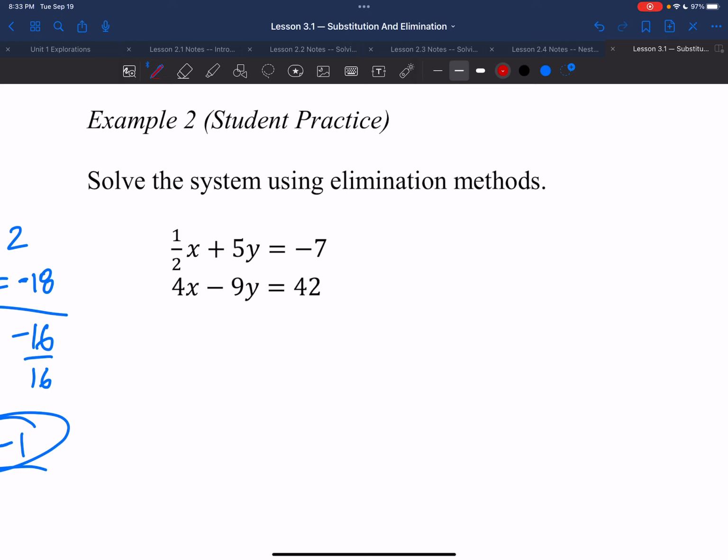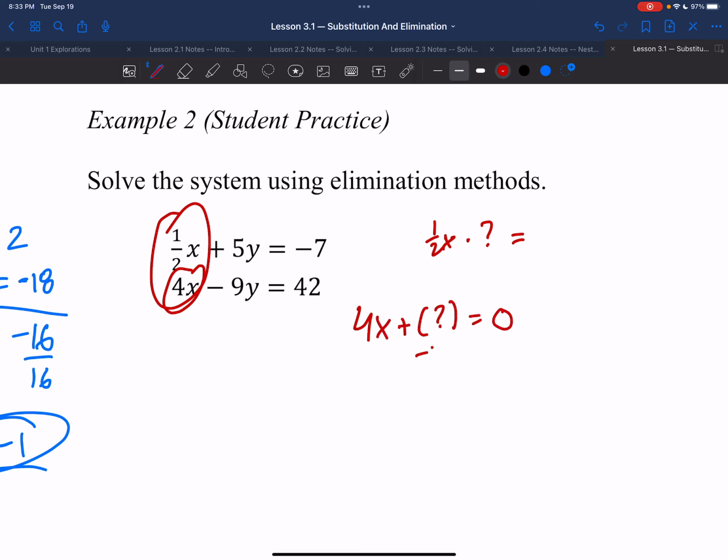Just pick a variable, okay? Just pick something. I'm going to pick x. That's what I'm choosing. Now, can I multiply 1/2 x in such a way that it becomes the additive inverse of 4x, right? Because you ask yourself, 4x plus what is 0? Well, negative 4x. So what would you multiply 1/2 x by to get that?